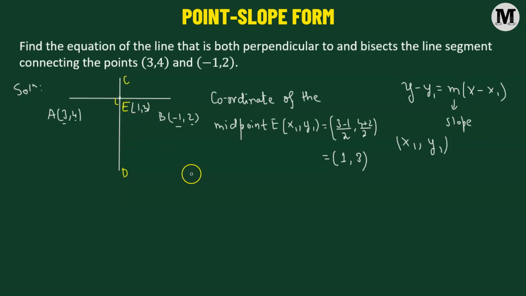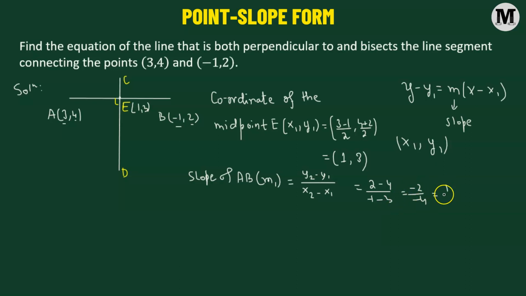But first, let us find the slope of the line AB. The slope of the line AB, we're going to denote it by M1. This will be equal to a ratio: in the numerator, the difference of the y coordinates, and in the denominator, the difference of the x coordinates. If we suppose that A corresponds to (x1, y1) and B corresponds to (x2, y2), then y2 minus y1 will be 2 minus 4 and x2 minus x1 will be -1 minus 3. So that means we have -2 over -4, or we can say the slope of the line AB will be 1/2.